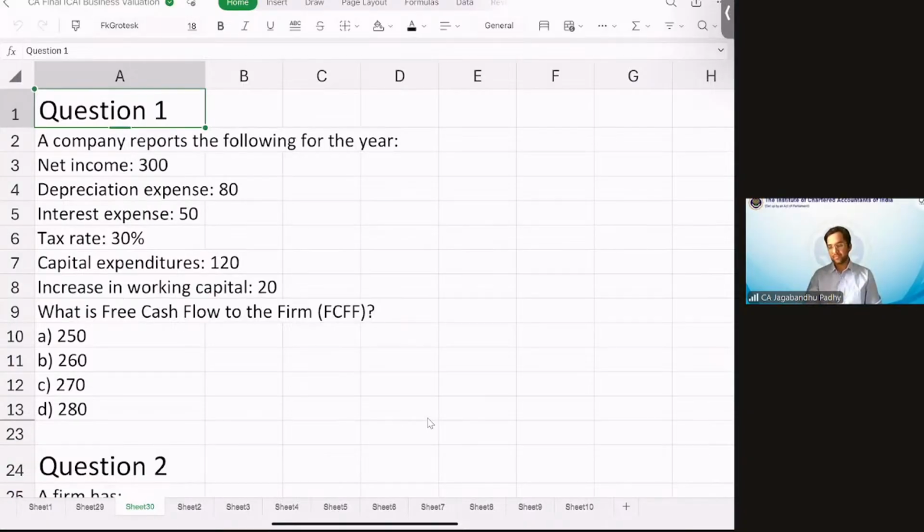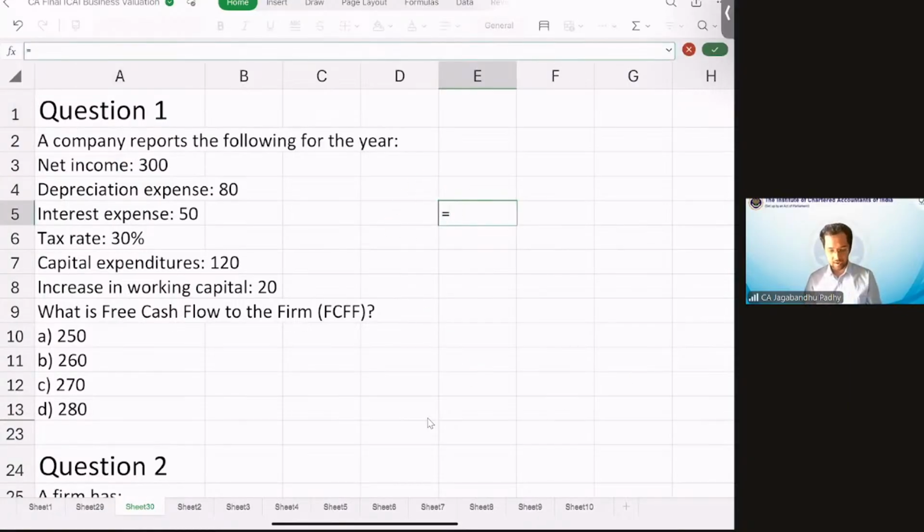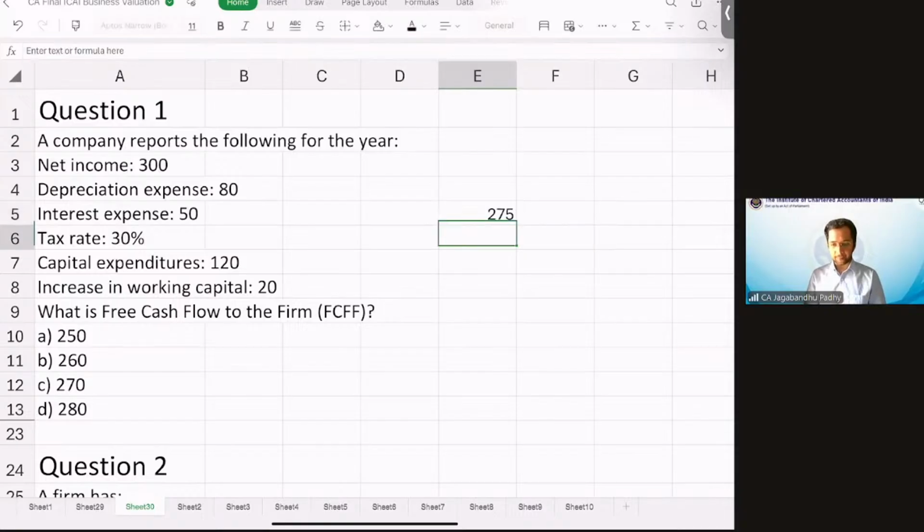FCFF number for this, guys? So we can get the FCFF as net income being 300. So we add back depreciation of 80, right? Then we'll again add back interest, but post-tax interest. So 50 into 1 minus 0.3, minus capital expenditure of 120, minus working capital expenditure of 20.